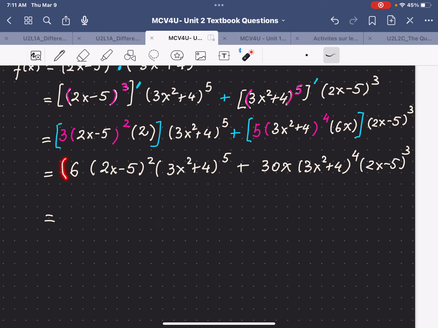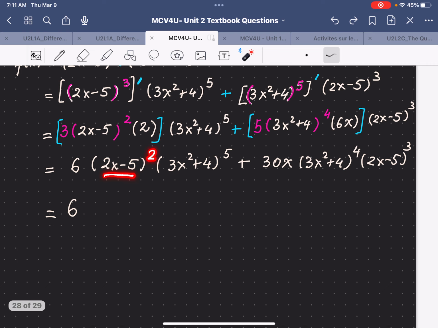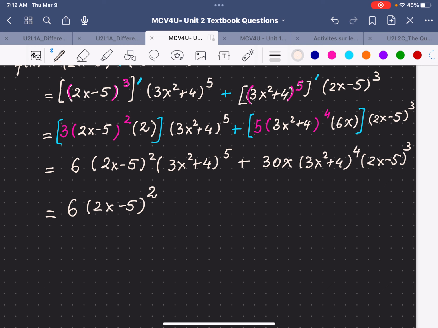So we start off with inspecting the factors that are in monomial form. So we have 6 and 30x, and the common factor of 6 and 30x will be 6. So next we look at the binomial 2x minus 5. So 2x minus 5 is to the power of 2 here, and 2x minus 5 is to the power of 3 here. So as you can see, 2x minus 5 is a common factor. So we'll list this as a common factor. And the power that we can take out is the smallest power. So between 2 and 3, we're choosing power of 2 here.